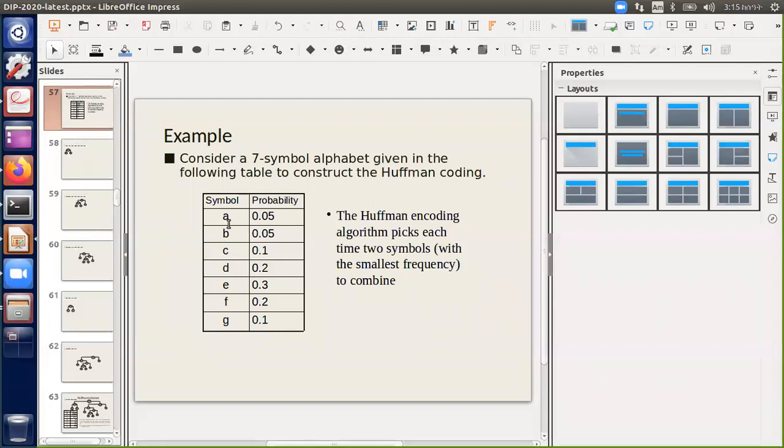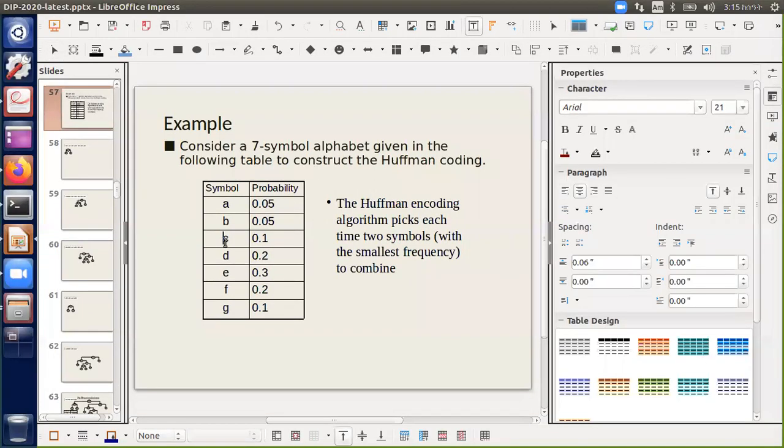But if 2 or more symbols have equal probability, we can order them alphabetically. We have to follow some convention consistently, and in our case we follow alphabetic order. So A comes first, followed by B, then C, then G, then D, again 0.2, F, and finally E.